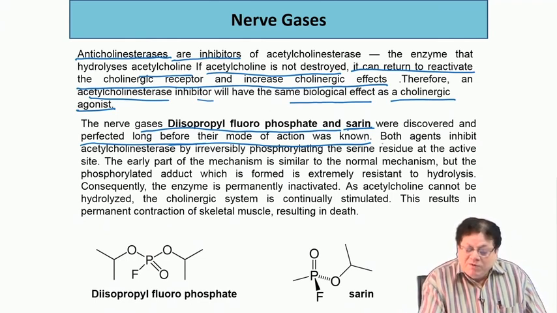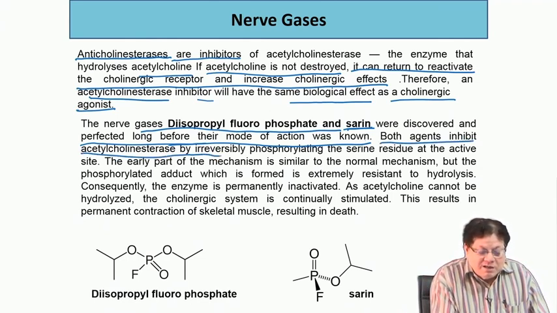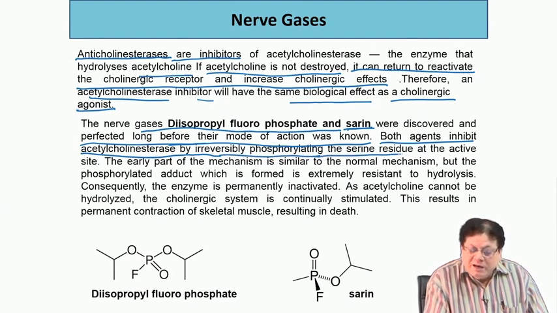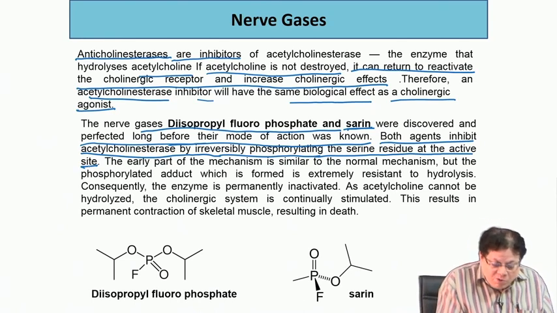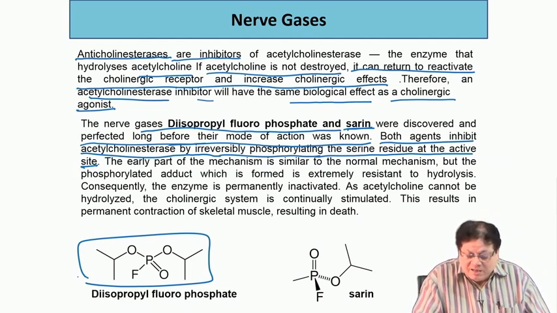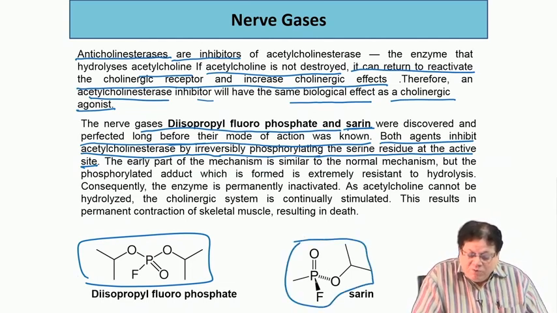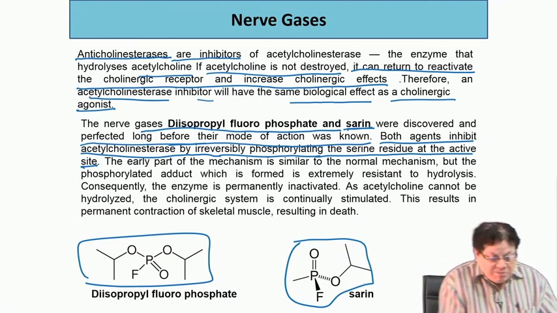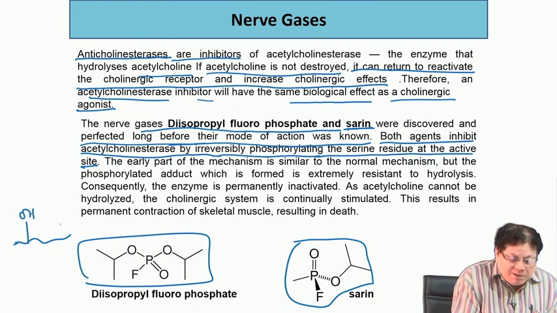And basically it was found that both agents inhibit acetylcholine esterase irreversibly, phosphorylating the serine residue at the active site. If you look at these structures, diisopropyl fluorophosphate and sarin, sarin is again a fluorophosphonate, because it has a carbon, with the isopropyl group here. What happens is that you have serine and a base, which is imidazole. The mechanism is that the base abstracts the hydrogen, the serine attacks the carbonyl group of the ester, and subsequently the ester gets hydrolyzed.